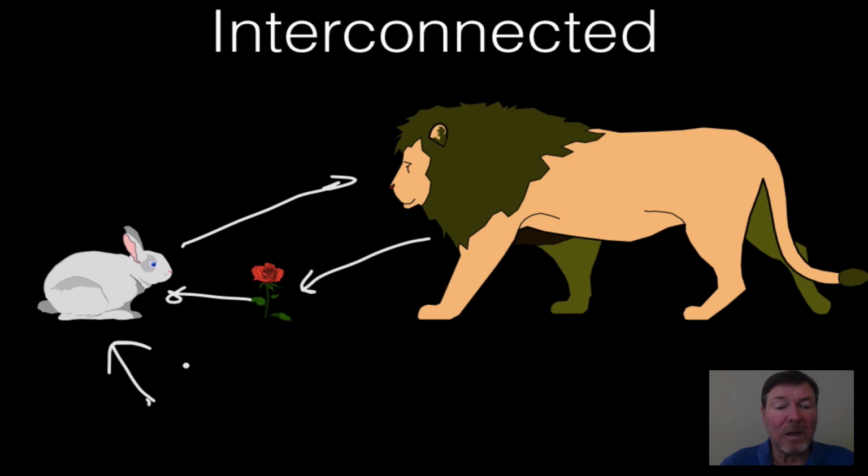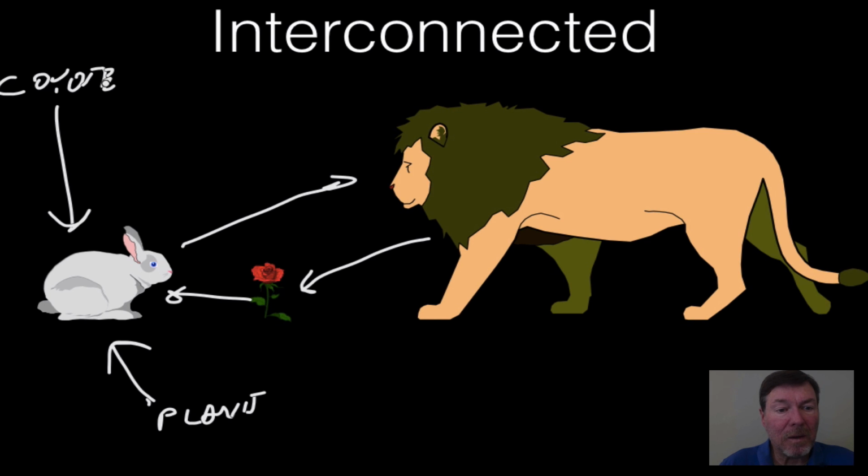The rabbit might be eating a different kind of plant, and likewise, we might have some other animal like a coyote. Not sure why the coyote and the lion are in the same place, but they might be. A coyote that eats the rabbit, and so on. All life forms are interconnected. And to top it off, somewhere in here, man fits, because we have a huge impact on our environment.